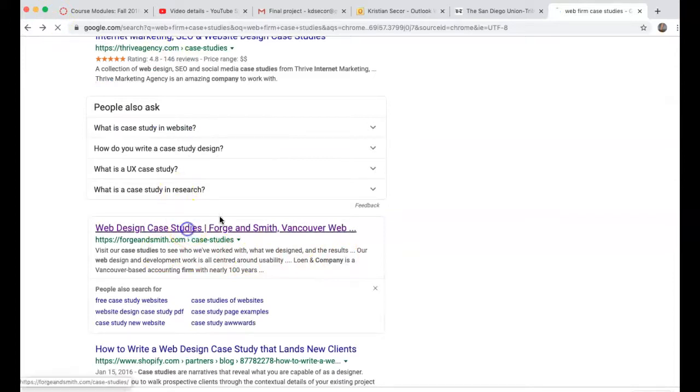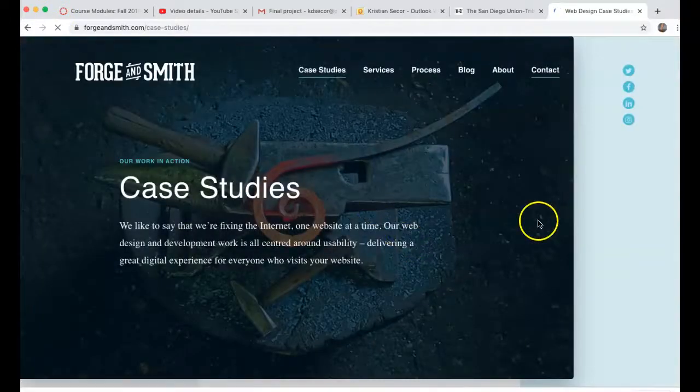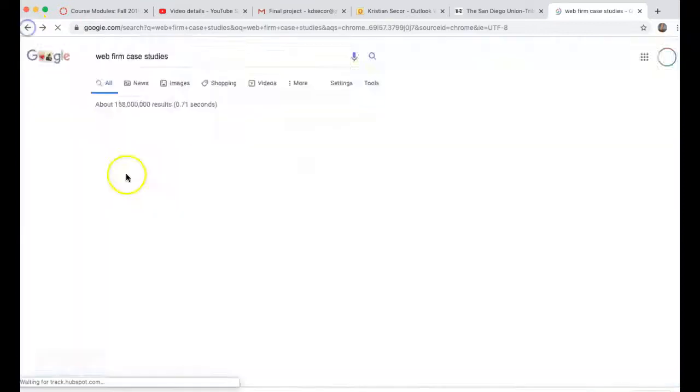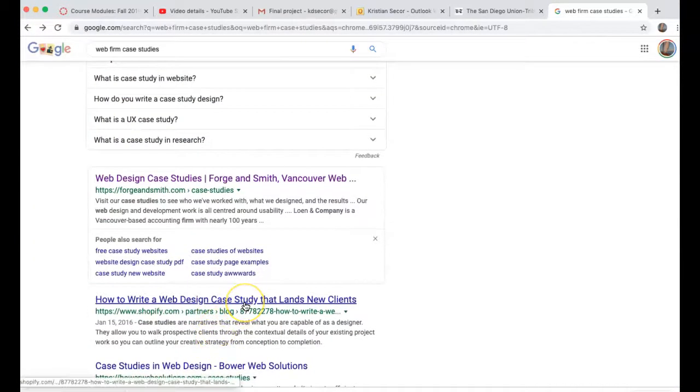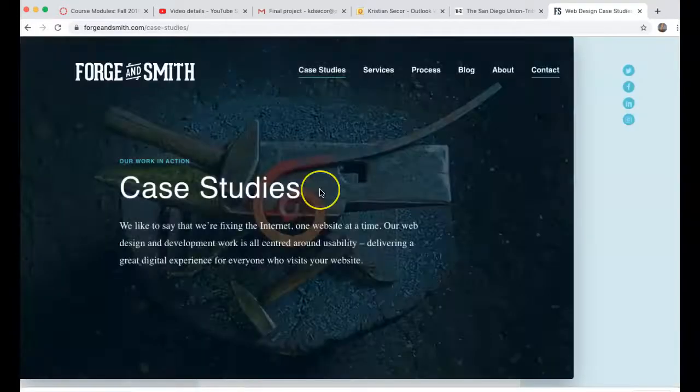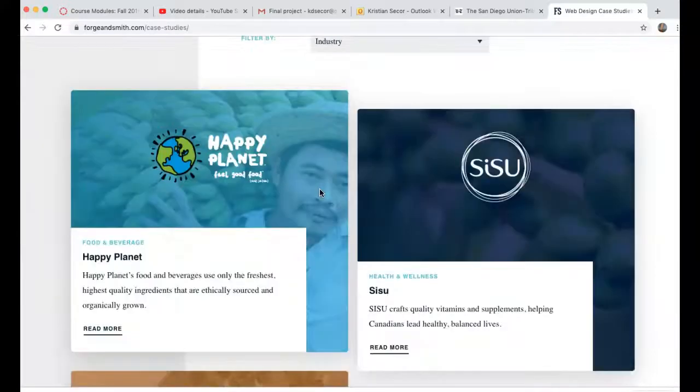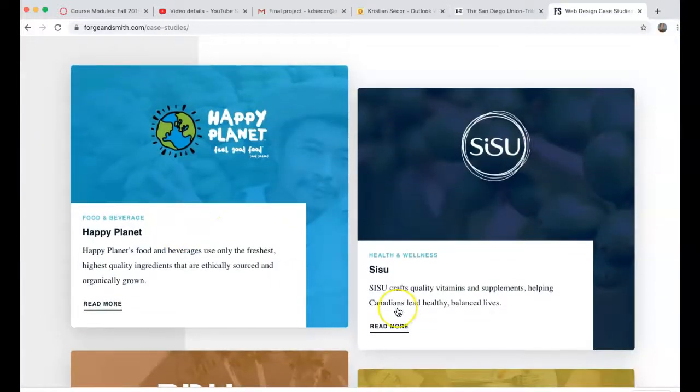So a lot of times they're used for branding. And you'll see links like the one I just showed down below that says how to write a web design case study that leads to new clients, because they really are useful in that way. And the idea is to show your process, and with each client, each project you've done, you could write a case study on it. And like Happy Planet, let's read more. And this is a way to brand a case study.